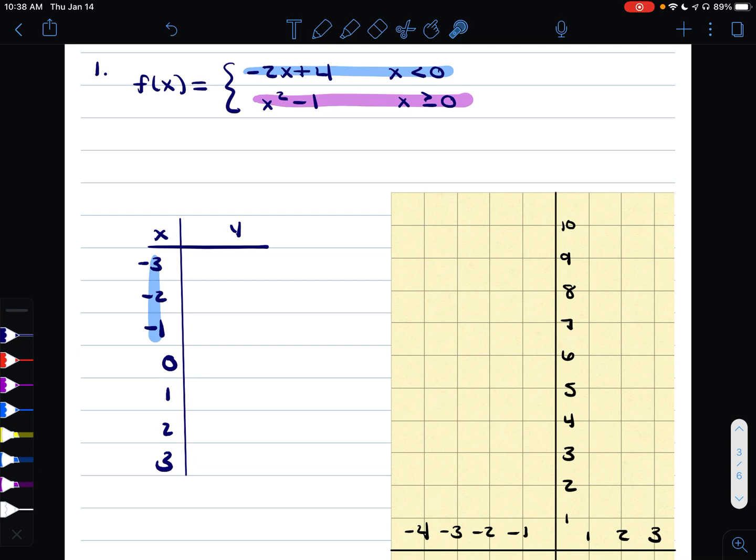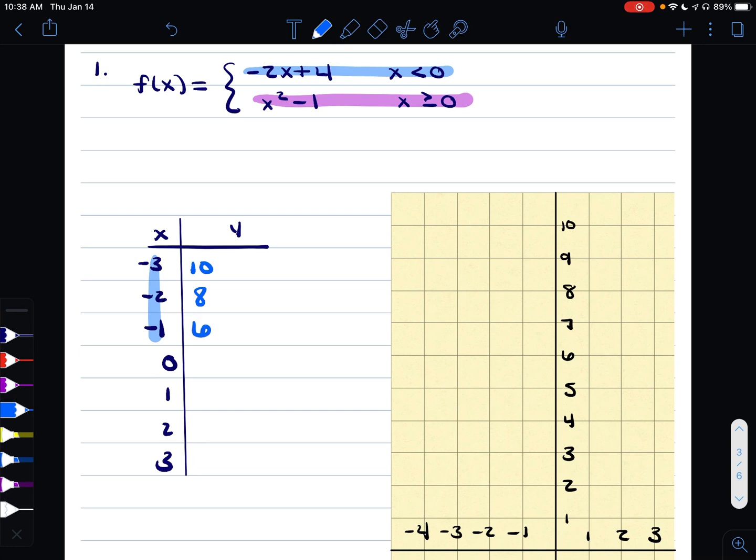All right, so let's begin with x equals -3. Plugging that into the top equation, -2 times -3 is 6, plus 4 would give us 10. Plug in a -2. So -2 times -2 is 4, plus 4 would give us 8. And then plug in a -1. -2 times -1 is 2, plus 4 would give us 6.